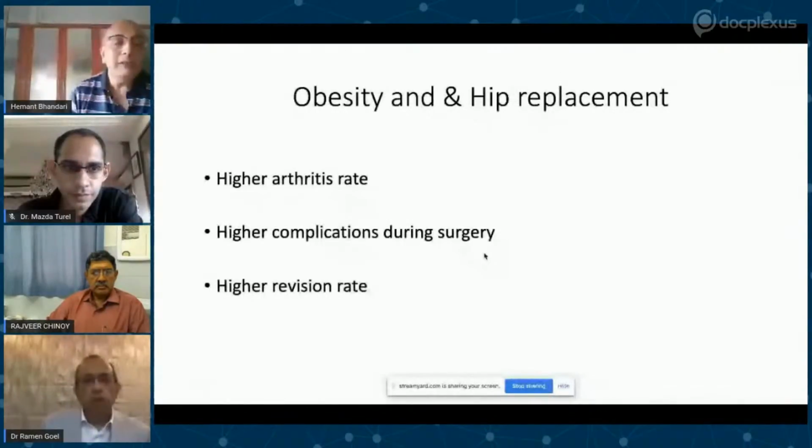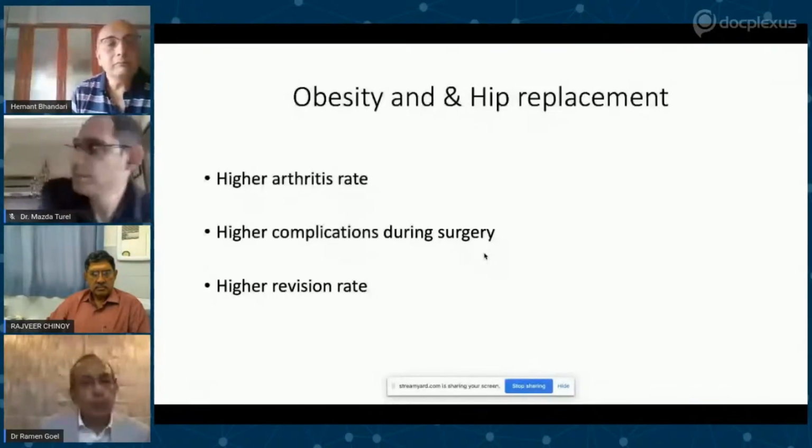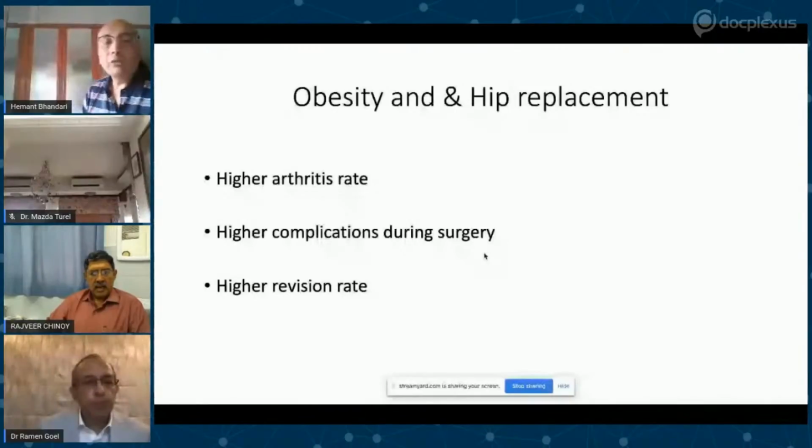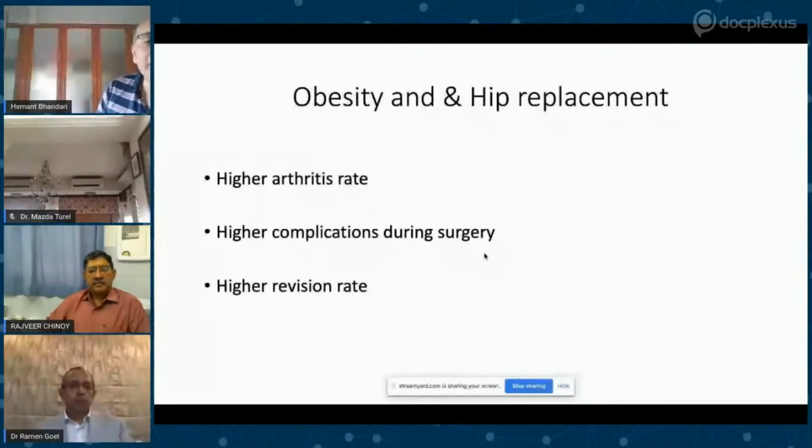Okay. And so basically, please continue. Yeah, so complications are also higher. So hip replacement in an obese patient is also at a higher risk than would be a normal hip replacement patient.